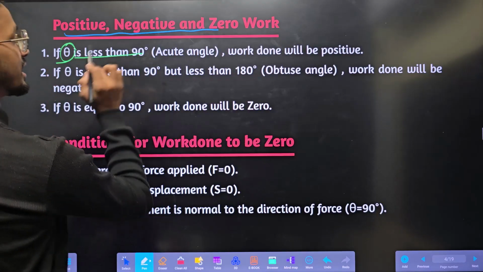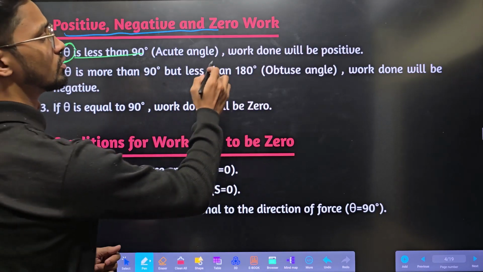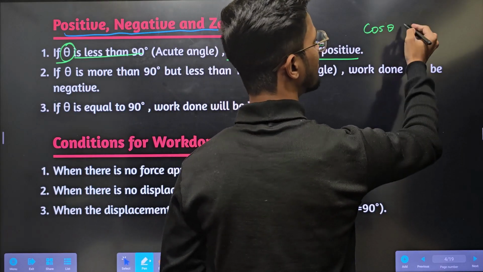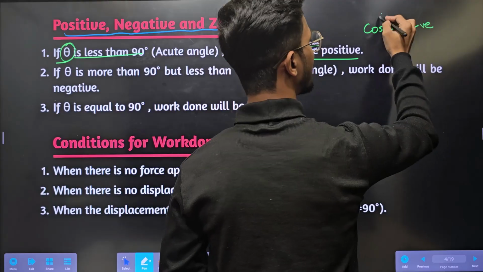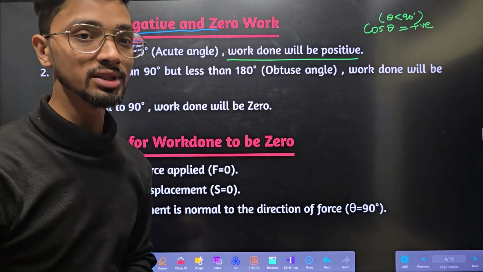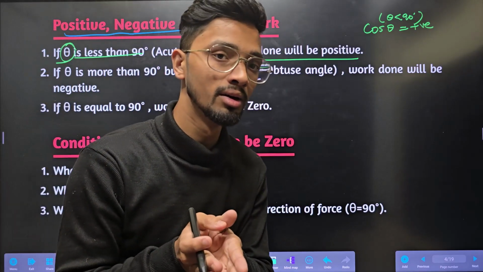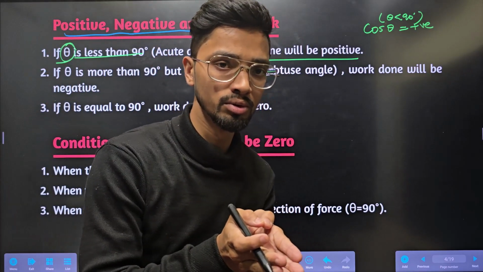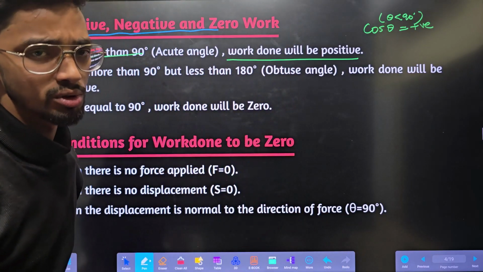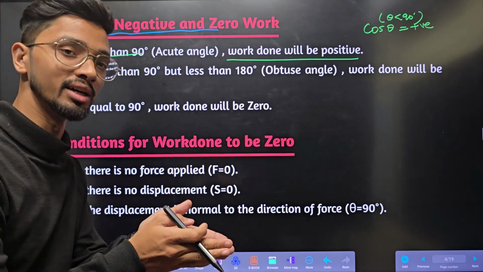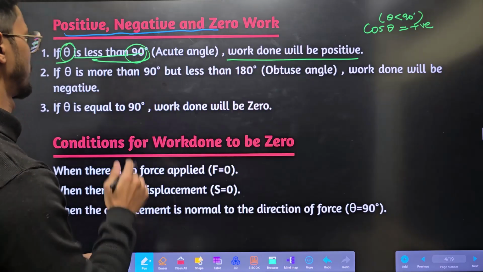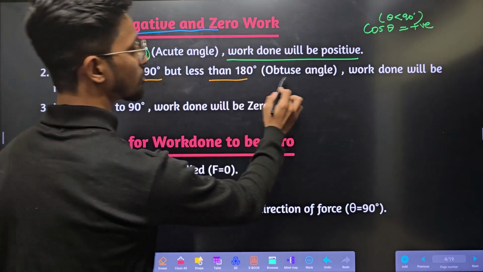If theta is less than 90 degrees, that is an acute angle, work done will be positive. Why? Because cos theta will be positive when theta is less than 90 degrees. Values of cos theta, you have studied: 1, root 3 by 2, 1 by root 2. Yes, cos theta will be positive. If cos theta is positive from 0 to 90 degrees, so if the angle is less than 90 degrees, work done will be positive.